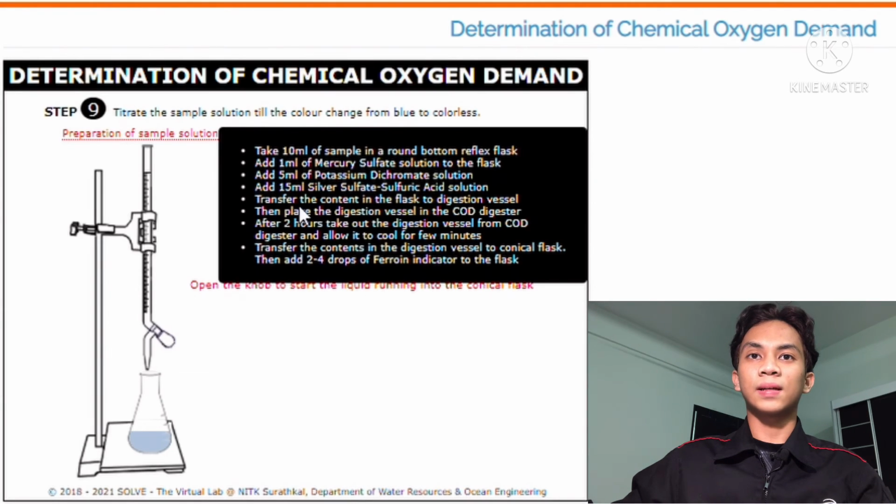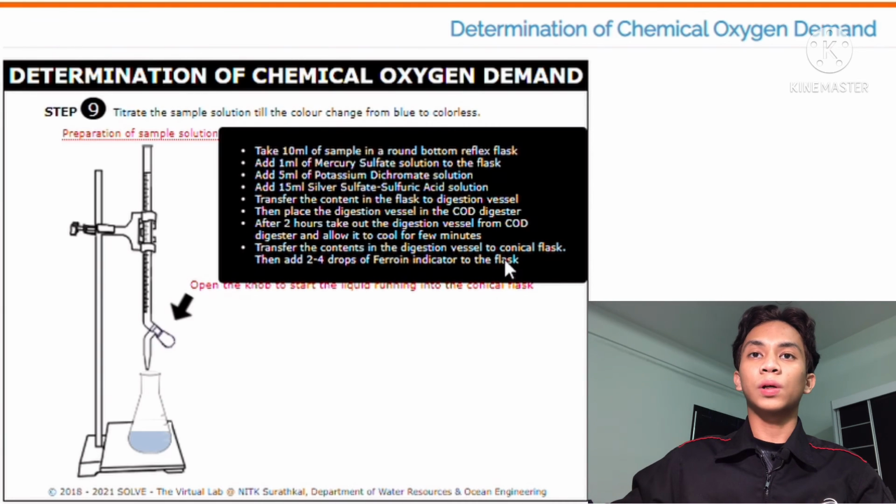Transfer the content in the flask to digestion vessels. Then place the digestion vessels in the COD digester. After 2 hours, take out the digestion vessels from the COD digester and allow them to cool for 30 minutes. Transfer the contents in the digestion vessels to a conical flask. Then add 2 to 4 drops of ferroin indicator to the flask.